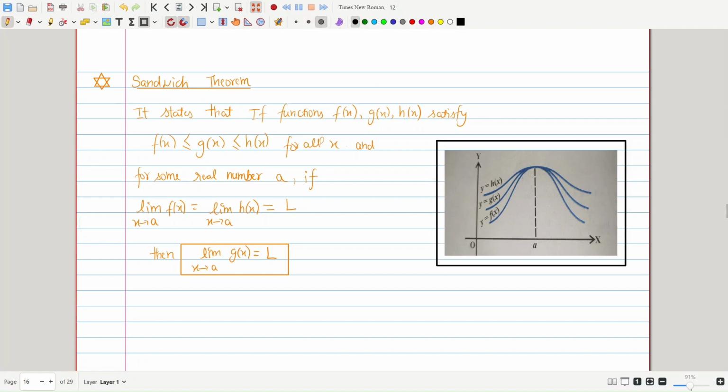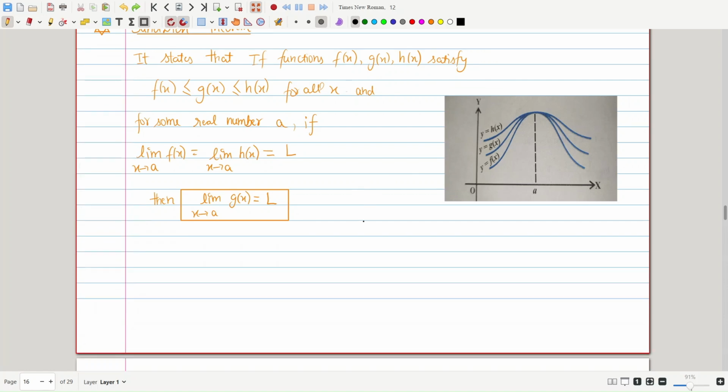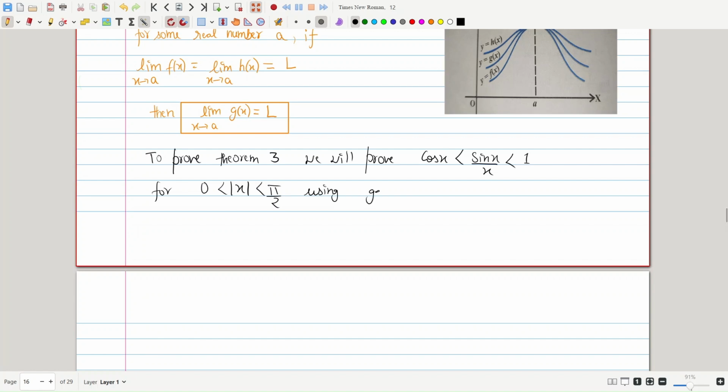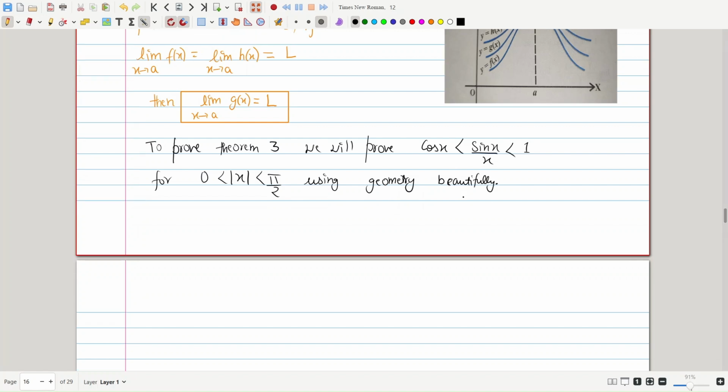Now as you can see in this figure on the right side, g(x) lies between h(x) and f(x), and since this function is sandwiched between the above two functions, this gives the theorem its name, sandwich theorem. You can see they both converge at one point, at point A. So to prove the above theorem, we will need to prove cos x less than sin x by x less than 1 for x in the range 0 to pi by 2. Sin is positive in this range.